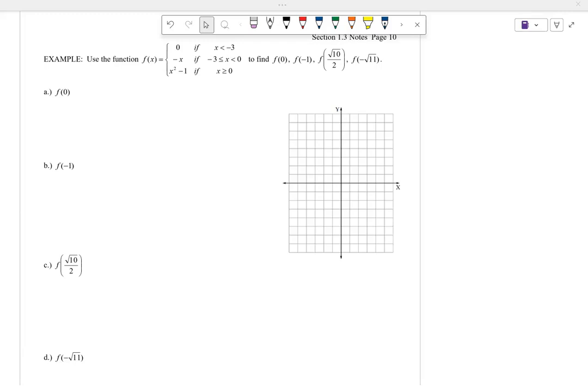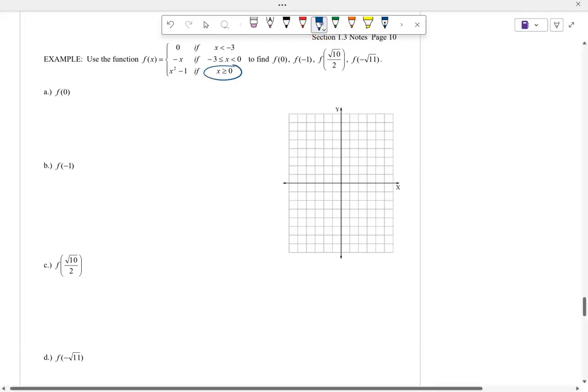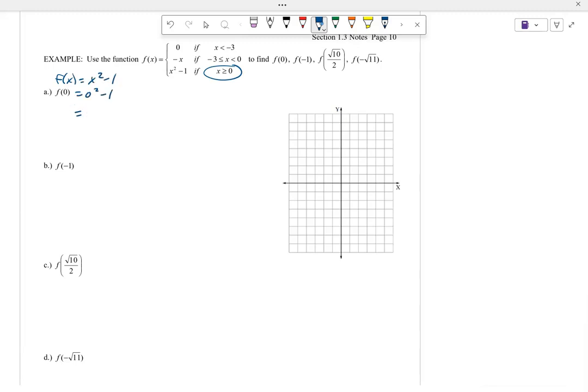I got f of 0, so I'm trying to decide which of the three it is. Well, 0 is greater than or equal to 0, so I want to plug it into that bottom one, x squared minus 1. So I got 0 squared minus 1. 0 minus 1 is negative 1. F of negative 1, well, negative 1 is less than 0, greater than negative 3, so I'm using the f of x equals negative x on this. So f of negative 1 is negative negative 1, which is positive 1.